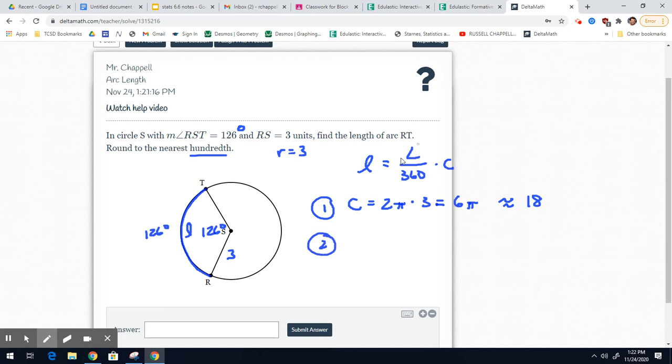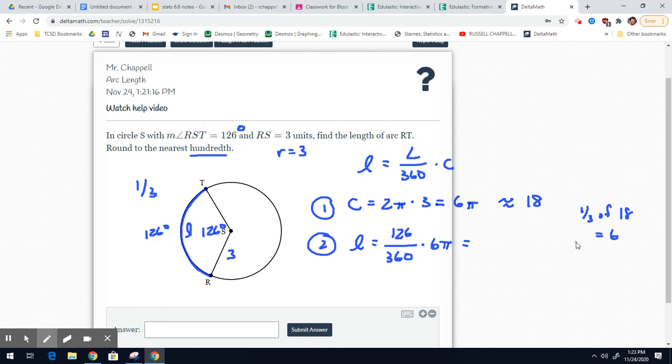So now, number 2, we're going to take the 6 pi, plug it in for the circumference, and multiply it by the angle measure out of 360. So to find my length, I'm going to take the angle measure, which is 126, divide by 360 and times it by 6 pi. Let's just talk for a second. How much of the circle does this section look like? I would say about 1/3. So what would be 1/3 of 18? Well, 1/3 of 18 is roughly equal to 6.